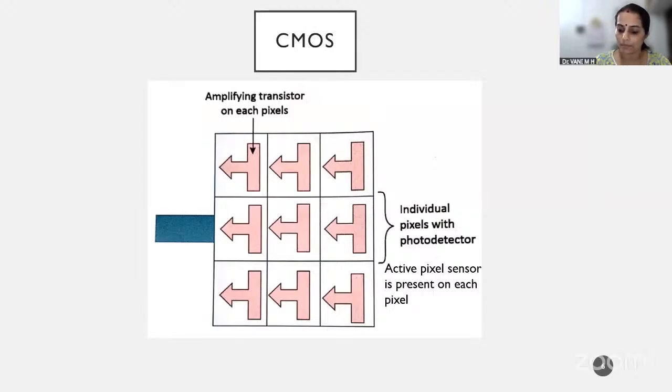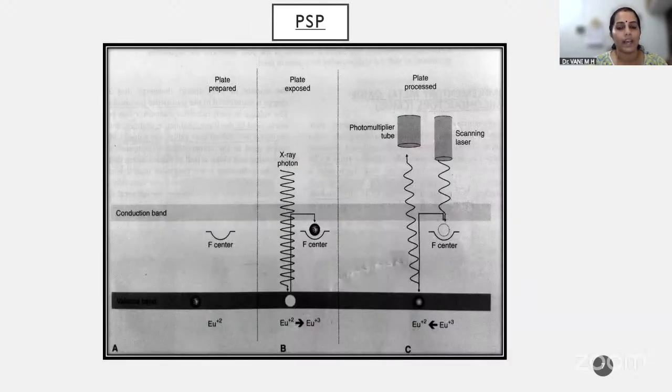Okay. Then PSP, again, a very different technology as compared to CCD and CMOS. When it comes to PSP, it's photostimulable phosphor. Especially the phosphor plate is europium doped fluorohalide crystals. So this picture is very unique. It's very easy to understand and very easy for you to put in your exam paper.